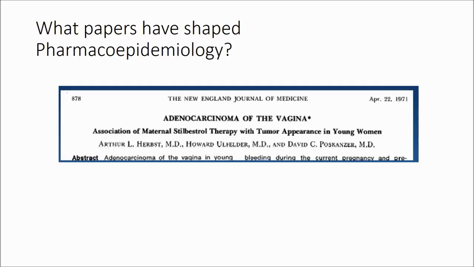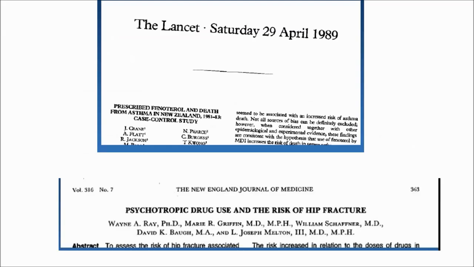Another famous paper, published in the Lancet medical journal in 1989, linked psychotropic drug use and the risk of hip fractures. It is a famous study that discussed the risk of hip fractures in patients taking psychotropic therapy. So as you can see, in pharmacoepidemiology, we focus more on linking drug use with outcomes, whether it's a disease or any outcome of interest.